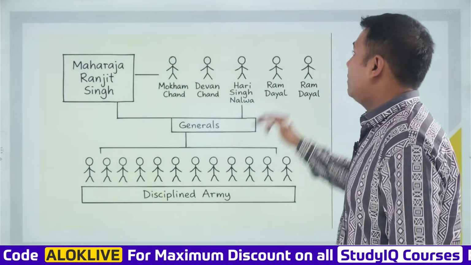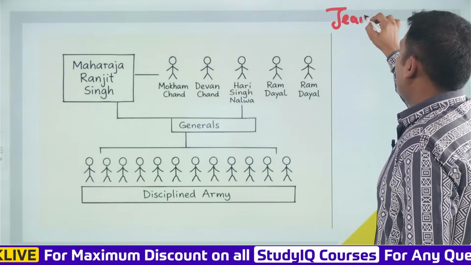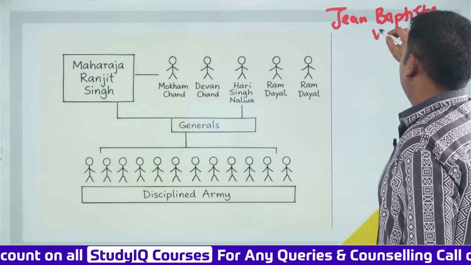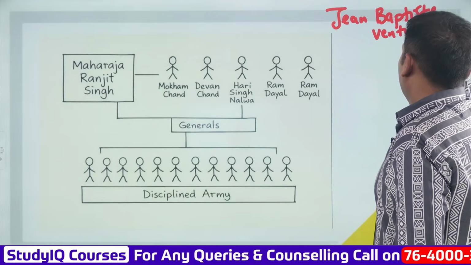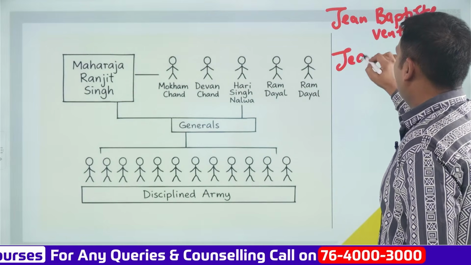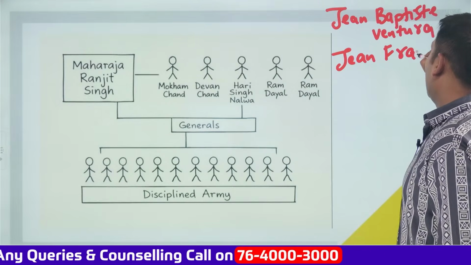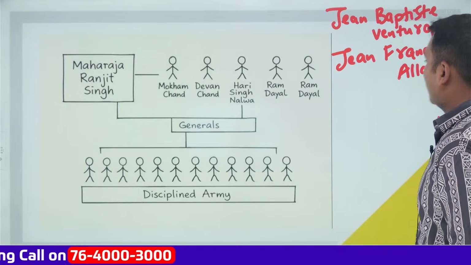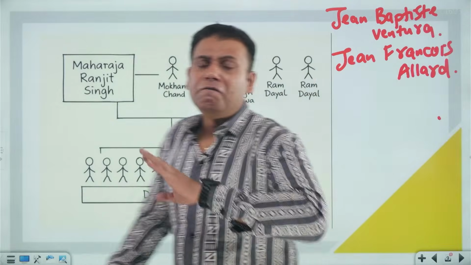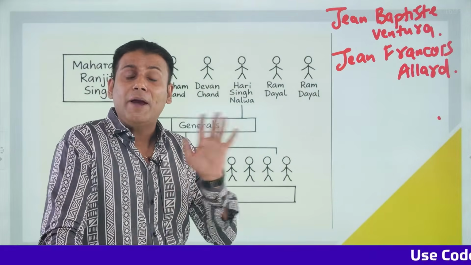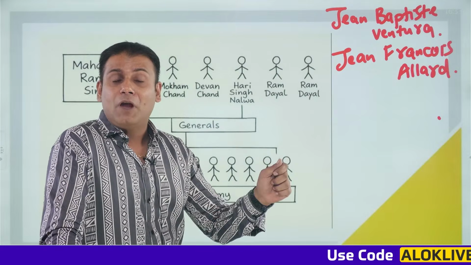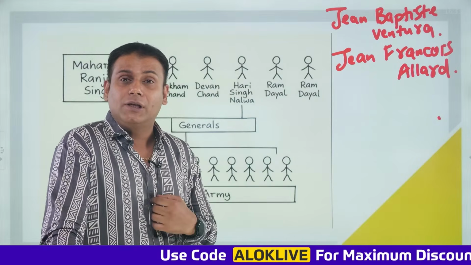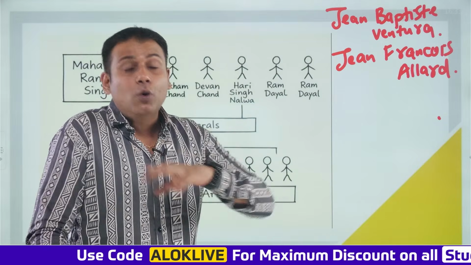I'll write their names. One was Jean-Baptiste Ventura, and then there was Jean-Francois Allard. They played a very major role, precisely in training the Sikh army on European lines. Apart from this, it was a heterogeneous army.